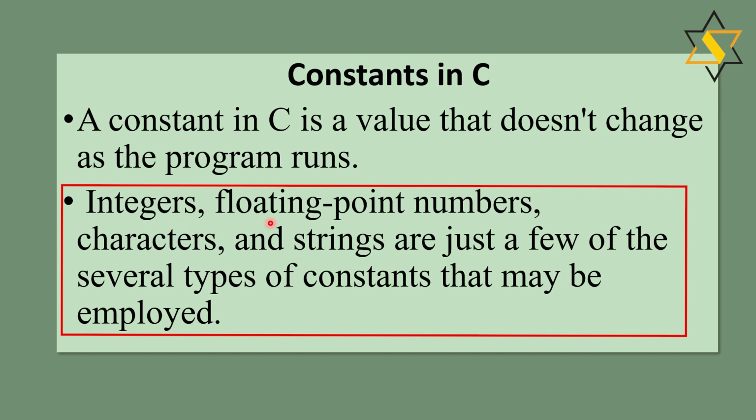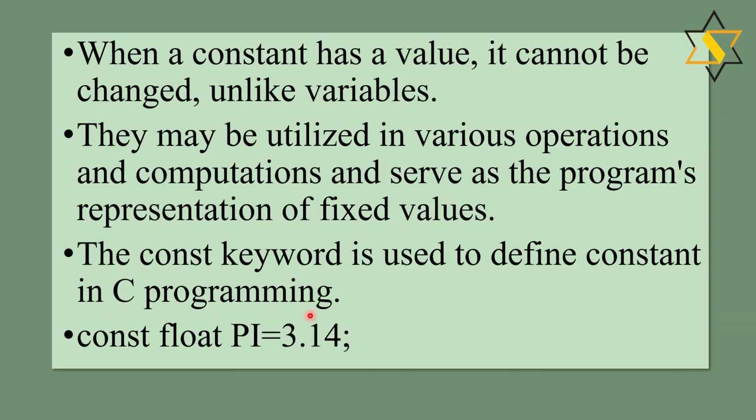These are all data types. Integer is one of the data types. If you use the integer type, you are defining numbers like a, b, 2, 3, 4. If you use a floating point number, then your number should be 2.0, 2.5. If it is a character, you must use a single quote, in character form, and strings are just a few of several types of constants. So we will see a constant example.